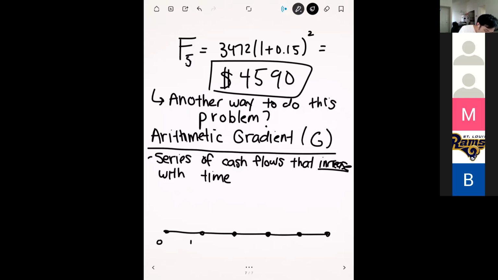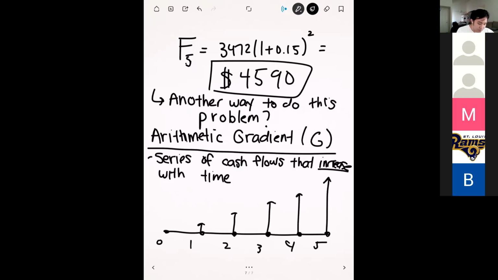it would look something like this. Okay? So we'd start with maybe a small amount in year 1, and then it would increase in year 2, and it would increase in year 3, and it would increase in year 4 and year 5.